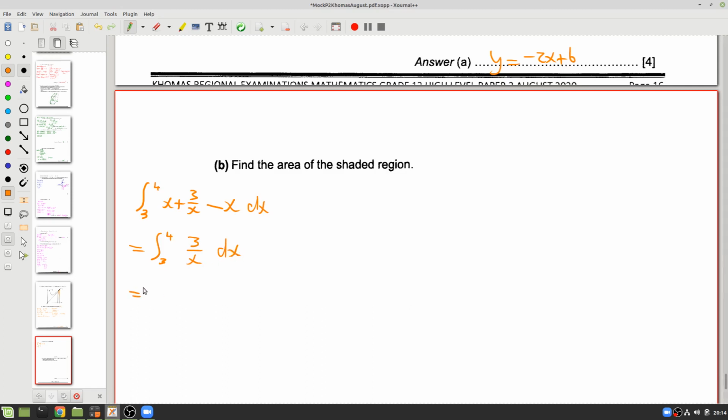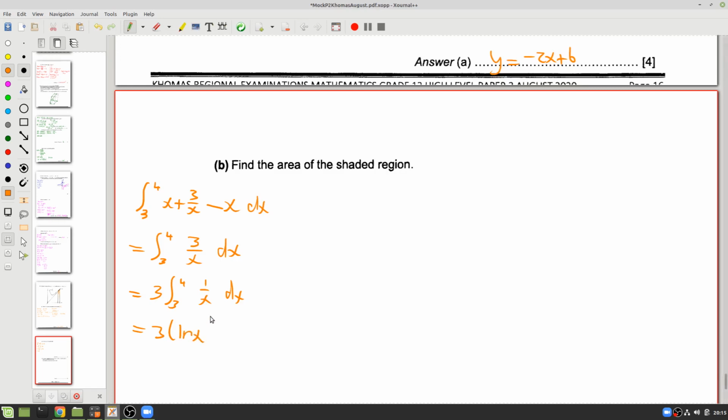So I'm just going to rewrite that one more time. I'm going to take the constant 3 outside and integrate from 3 to 4 of 1 over x dx. Okay, so that should look familiar. We've got 3 times, and then what is the integral of 1 over x? Well, the integral of 1 over x is ln x.